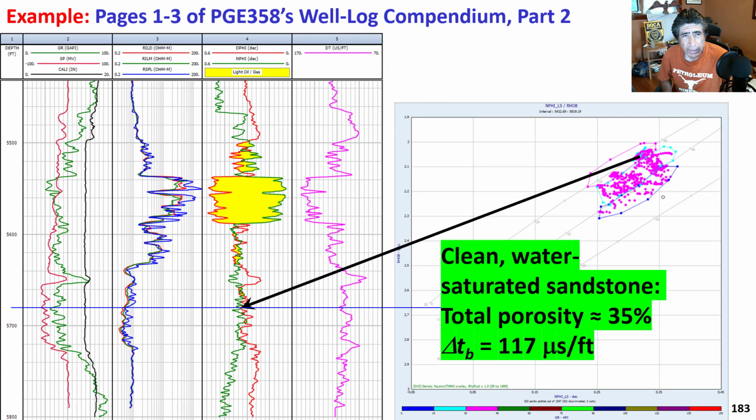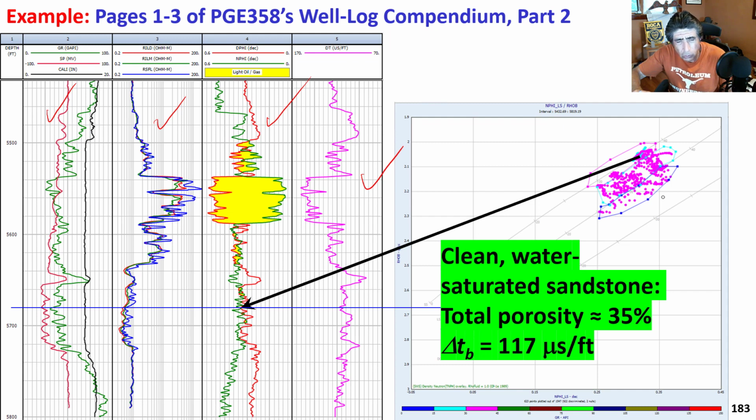Now, let's look at a case. I know we're not talking about clastics, but let's look at a case of clastics just to mention an analogy. This is just for analogy. And this is an example from pages 1 to 3 of the well-log compendium. This is the Gulf of Mexico example where we have spontaneous potential, gamma ray log, caliper, resistivity logs, neutron density logs in sandstone porosity units, and then we have the sonic log.